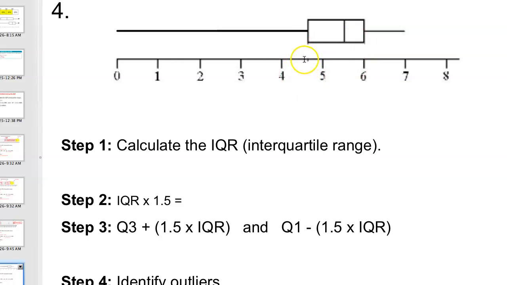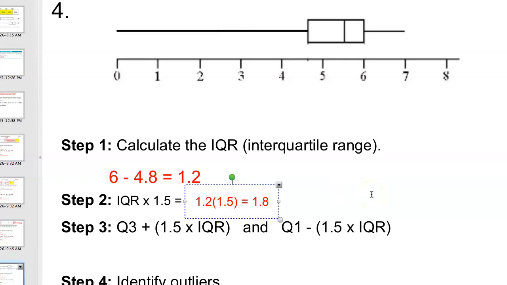Now this looks like it's a little bit past 4, so I'm just going to estimate that my upper quartile is 6. So to find my IQR, I have to do my upper quartile minus my lower quartile. We'll call that 4.8. Okay, so 6 minus 4.8 is 1.2. Then, 1.2 is the range of the box. We now have to multiply that by 1.5, and that gives me 1.8.